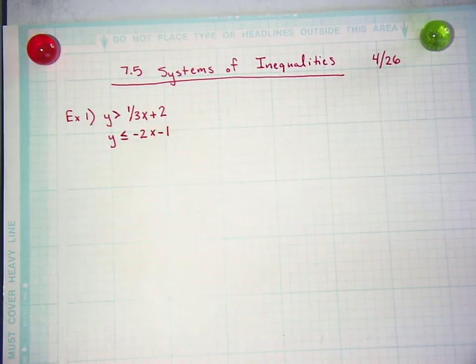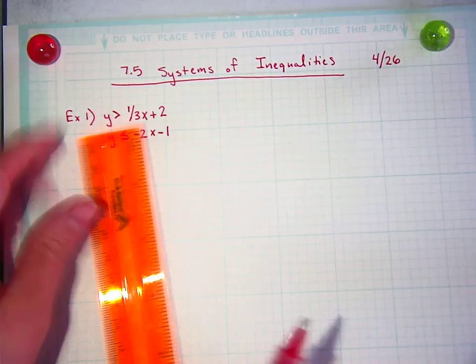We've been solving systems of equations using elimination, substitution, graphing. This one, we're going to be graphing them. And it's going to look really nice when we're done. All right, now take your ruler because we care about how this looks.